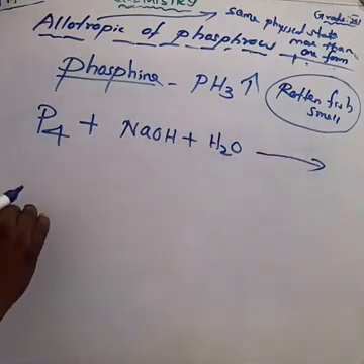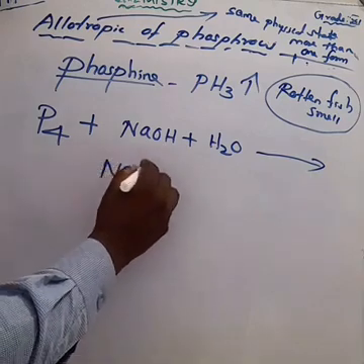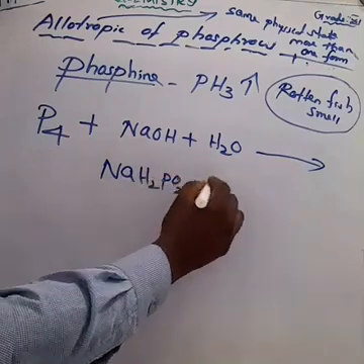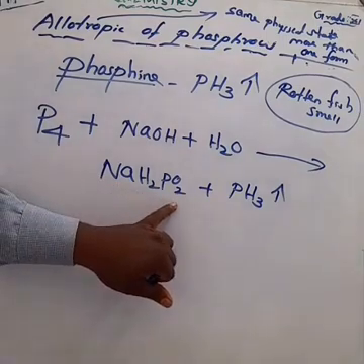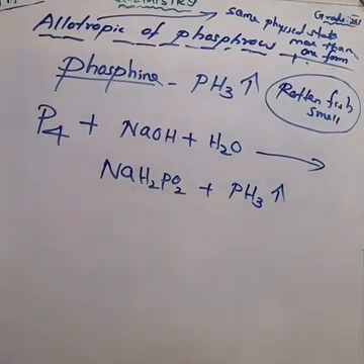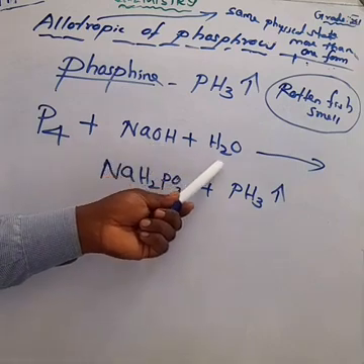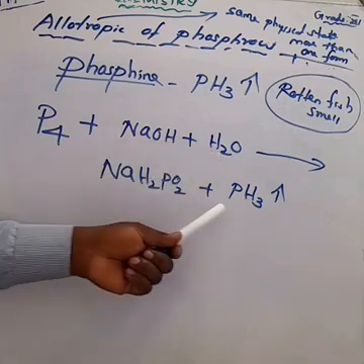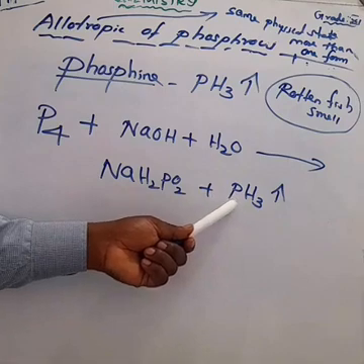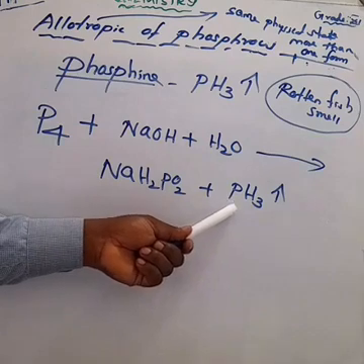So we get sodium hypophosphite, that is NaH2PO2, and also phosphine. So we can write the equation: P4, the phosphorus, reacts with NaOH plus H2O, and we get three important products. One is phosphine, PH3. Because we are writing the phosphine preparation, we have to write phosphine gas.